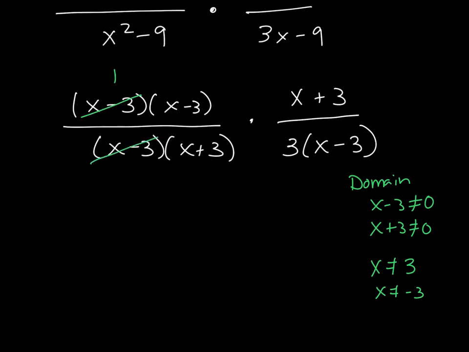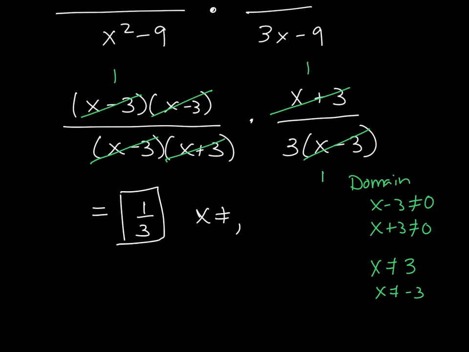That cancels to equal 1. x minus 3 and x minus 3 also reduce to equal 1. The x plus 3 and the x plus 3 again equal 1. So all of this here is equal to 1/3, with the fact that we know that x cannot equal negative 3 or 3.